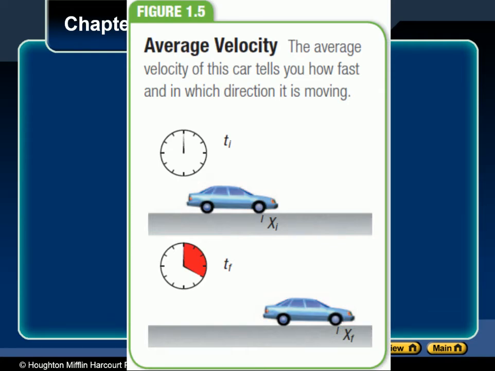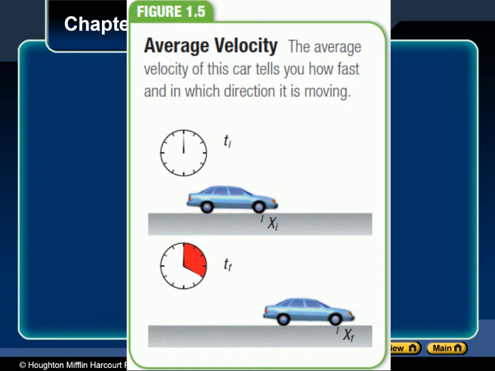Average velocity is displacement divided by the time interval. Consider the car in Figure 1.5 on page 41 of your text or on the screen now. The car is moving along a highway in a straight line, the x-axis. Suppose that the positions of the car are x sub i at time t sub i and x sub f at time t sub f. In the time interval Δt equals t sub f minus t sub i, the displacement of the car is Δx equals x sub f minus x sub i.